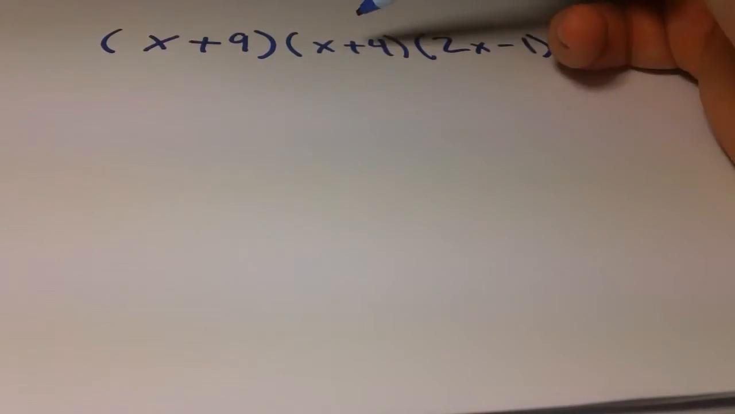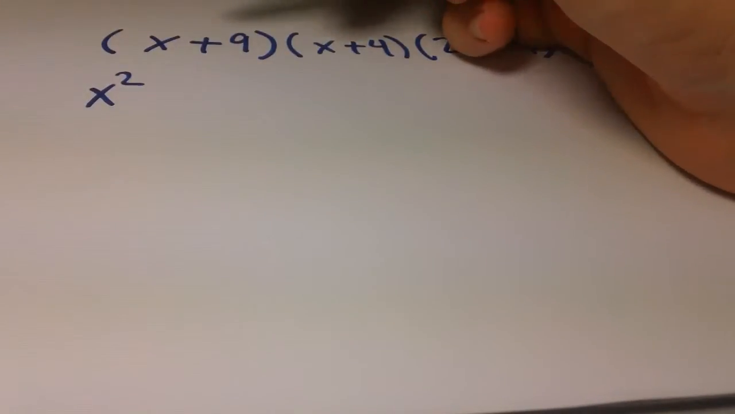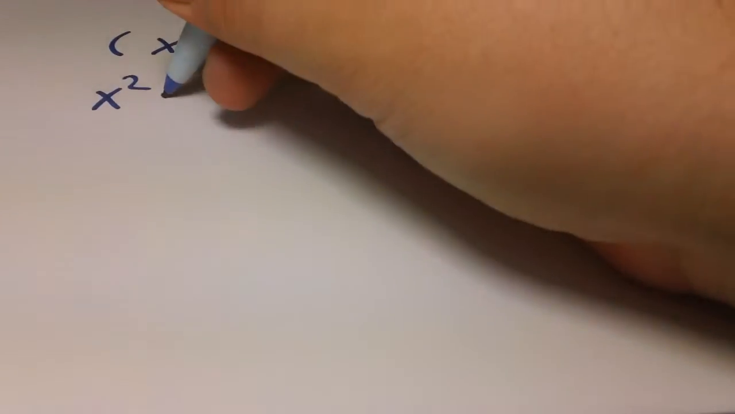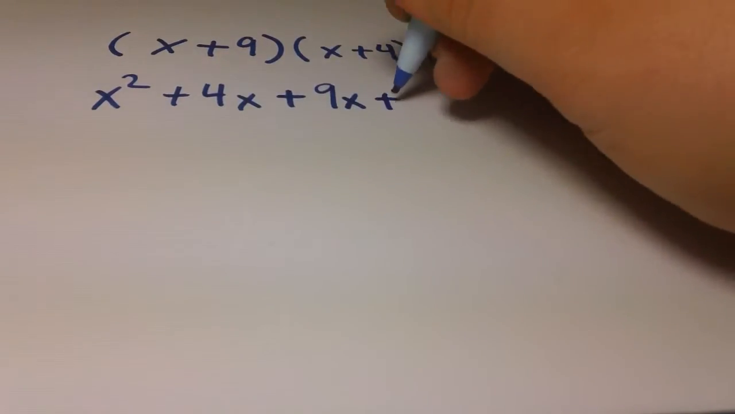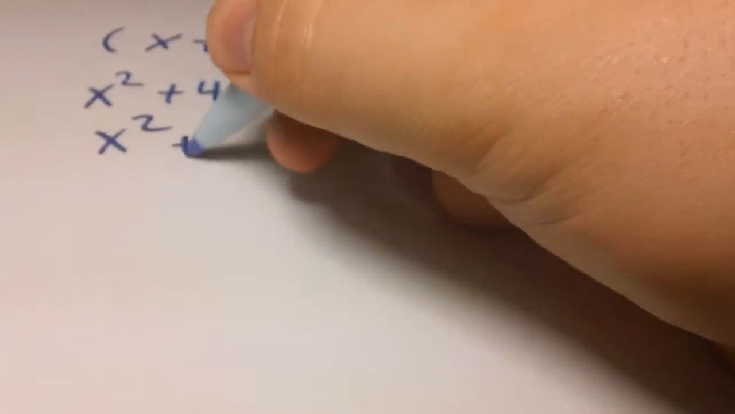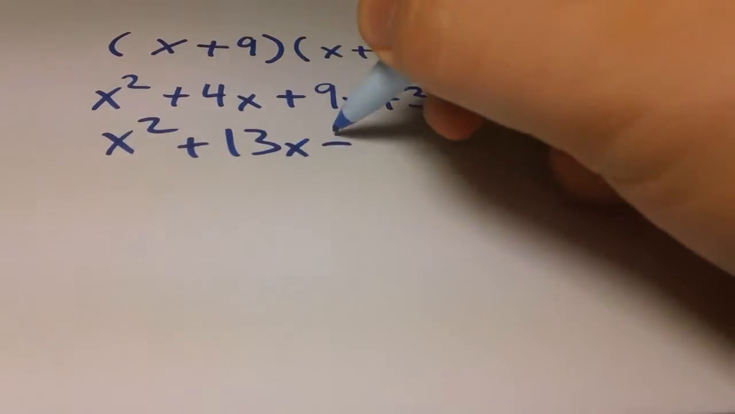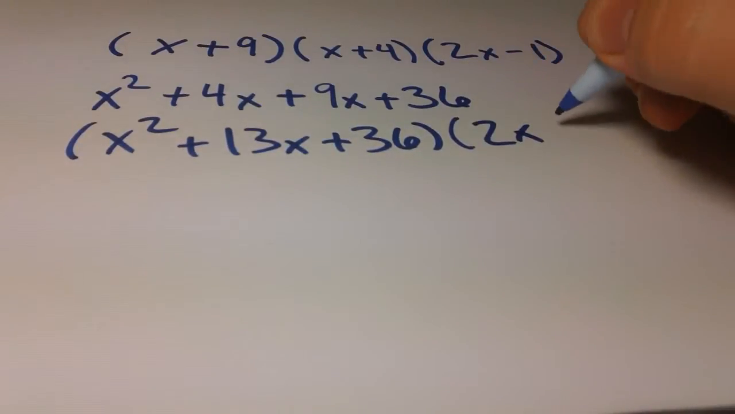So let's go ahead and FOIL these first 2 quantities. X times x will be x squared. Outer, x times 4 is 4x, plus the inner 9x. And then plus 36. We'll simplify that, of course. X squared plus 13x plus 36 as our result of FOILing those first 2 quantities. And then we still got to multiply it by 2x minus 1.